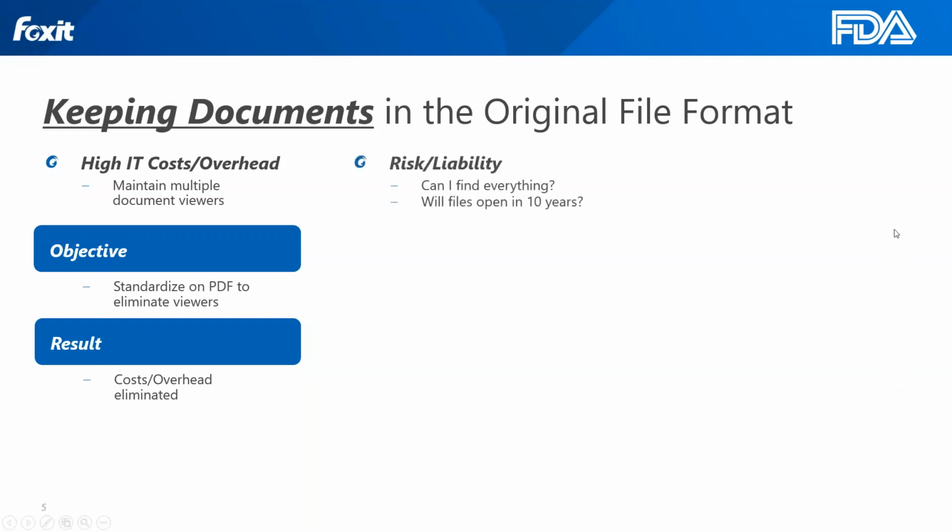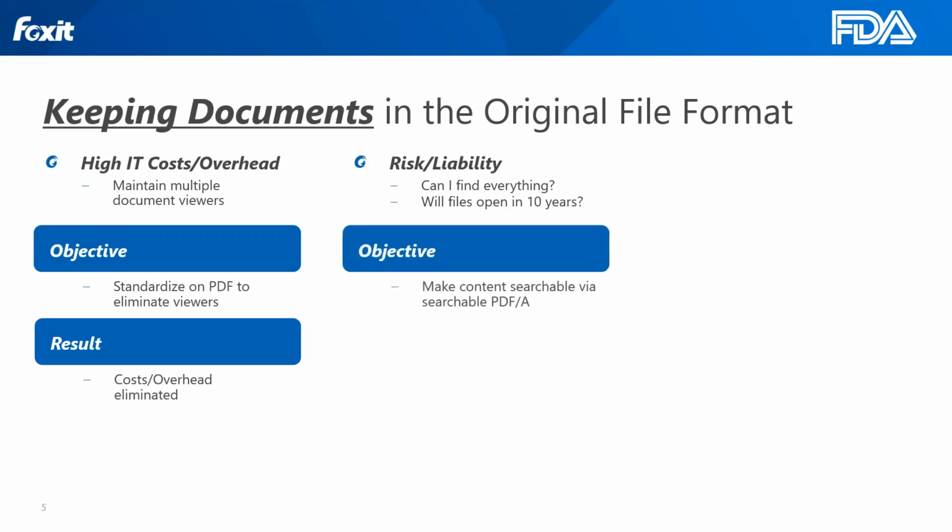Now, the next item that they had to deal with was risk and liability. The question being, can I find everything that I'm storing, and will my files open 10 years down the road, 20 years down the road? Right? Because a lot of these files, because they were maintained in their original file format, were not text searchable. So you could not index them. They were a little bit difficult to identify.